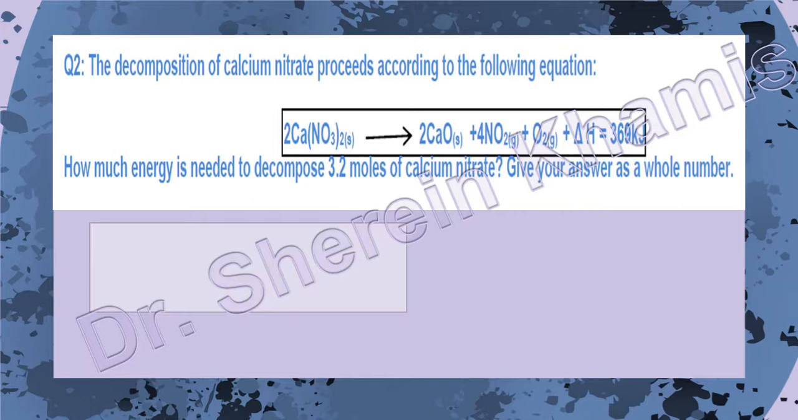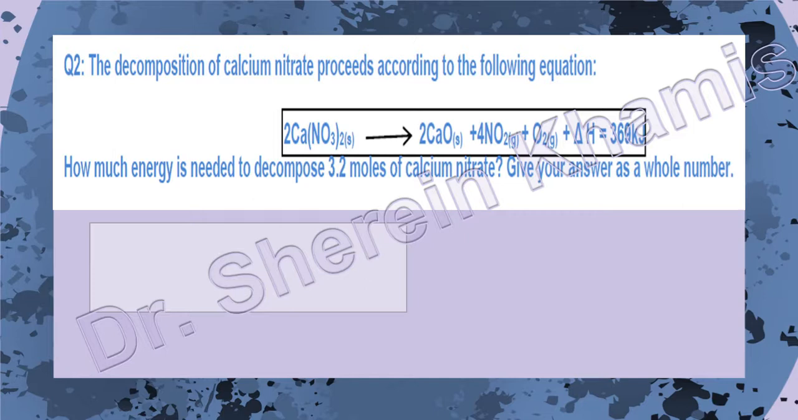ΔH equals 369 kilojoules. Or we can write delta H on the other side, but we will reverse the sign. Okay, how much energy is needed to decompose 3.2 moles of calcium nitrate? Give your answer as a whole number.